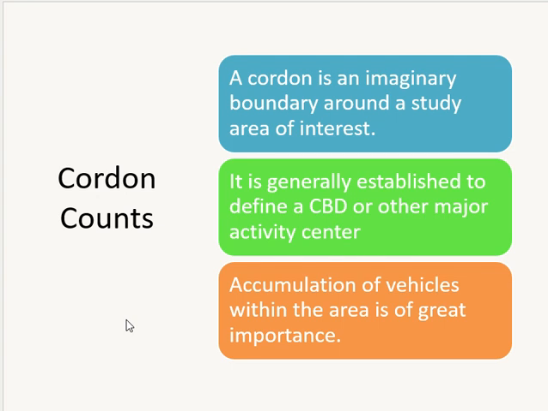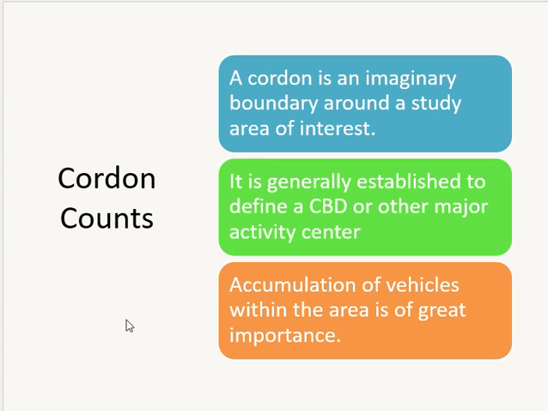Cordon counts are done to know the demand inside an imaginary boundary. So you don't actually put any blocks or barriers around your area. You cannot do that, right? I'm doing my study, so let me build a wall around the city? Nobody will go in and out, right? You cannot do this. If you can do this, let me know. Someone is so powerful in the class, let me know.